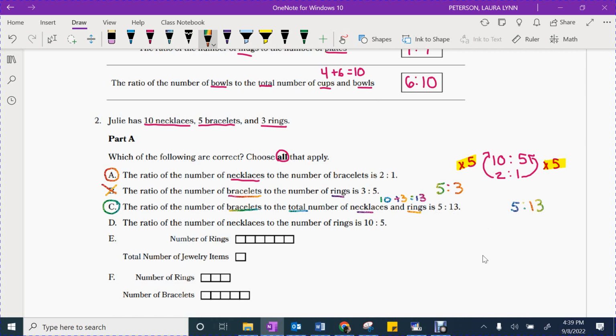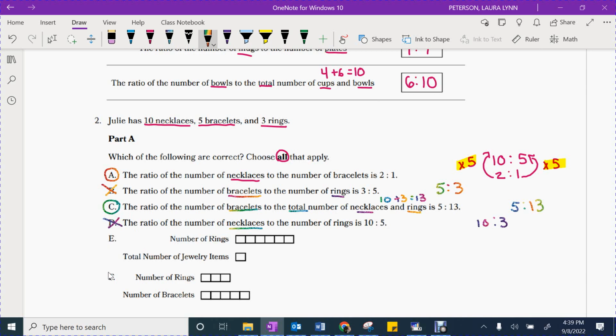Part D, the ratio of the number of necklaces, so that's 10, to the number of rings. Well, from what I'm looking at here on question 2, there's only 3 rings. But D says there should be 5, and that is incorrect. So that cannot be an answer choice.